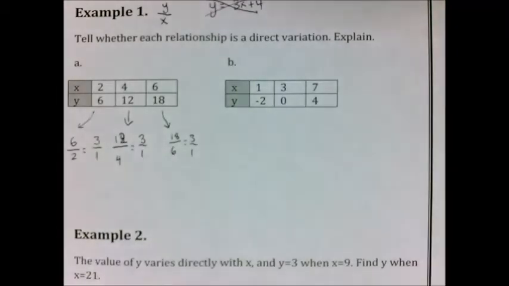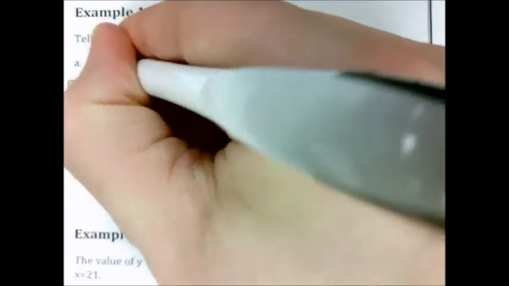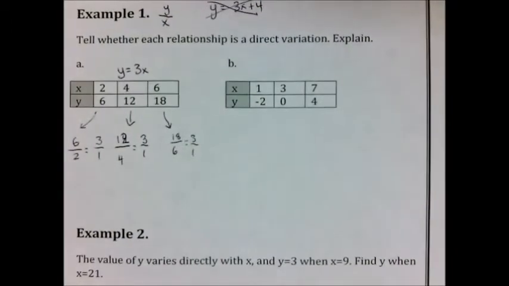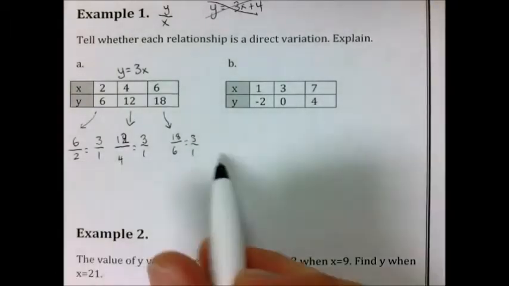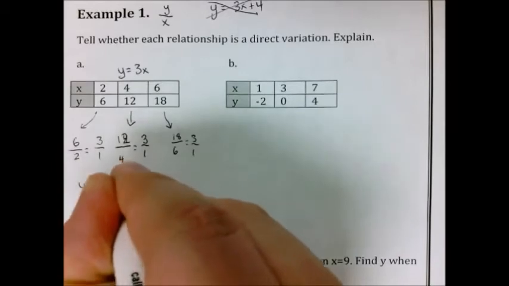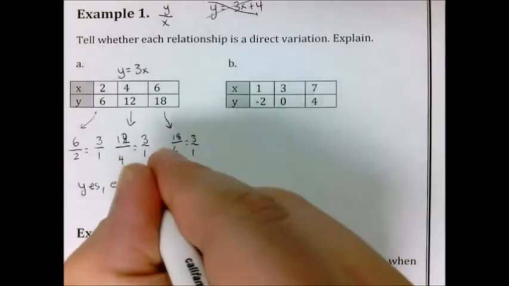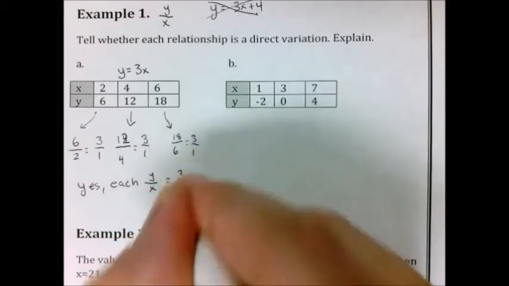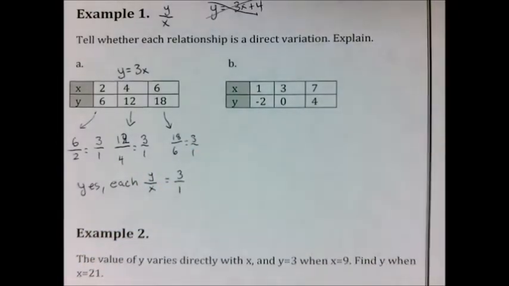So if you look at this, what this equation would be is y is equal to 3 times x. That would be the actual equation for this. So we would say yes, and our explanation would be because y over x is equal to 3 over 1 for each one, okay?